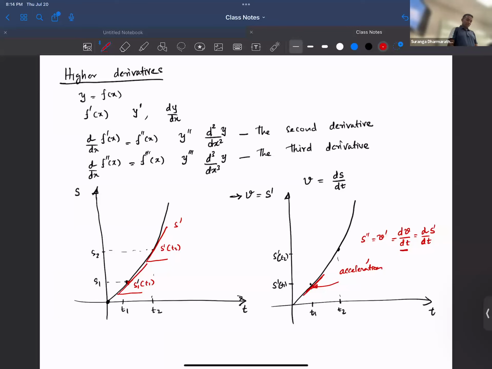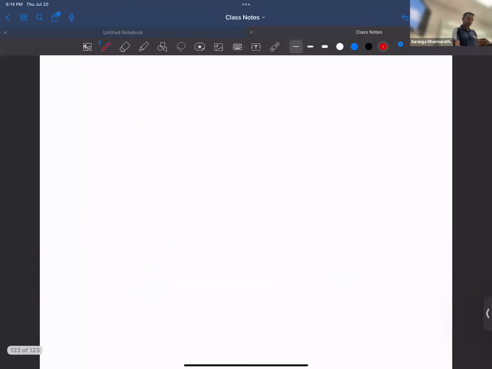Okay, so let's look at some examples. These are some examples in your book. You are given f of x equals x squared plus 1 over x plus square root of x. You are asked to find f double prime of x, the second derivative. First, find the first derivative and differentiate it once again to find the second derivative.